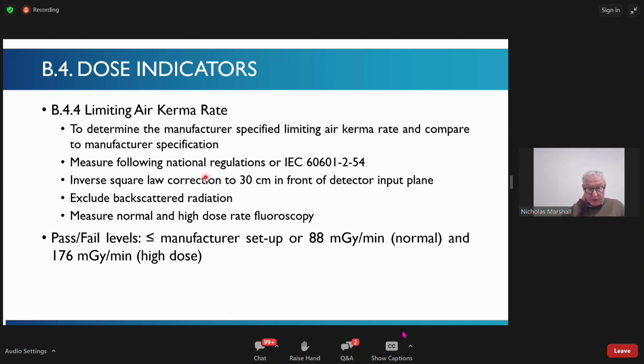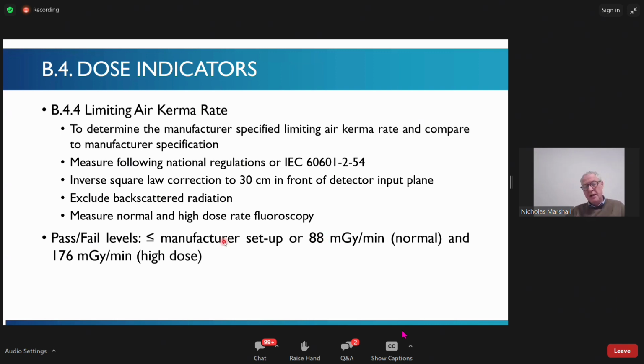There may also be some other kind of local or national regulations that you should follow or may have to follow. That will depend locally. Then we have these pass-fail rates, for example, the 88 milligray per minute for normal mode and 176 milligray per minute for the high dose, a factor of 2 higher. Or there could be some manufacturer setup that you've requested that limits this to lower than that.